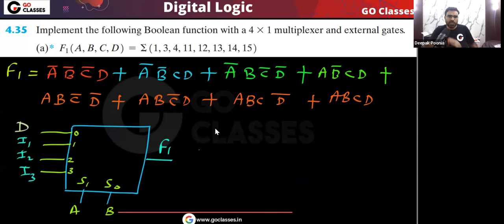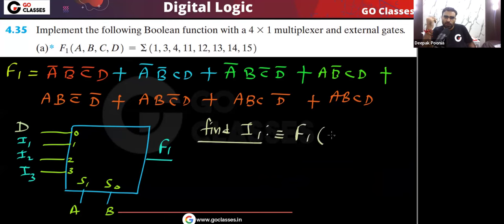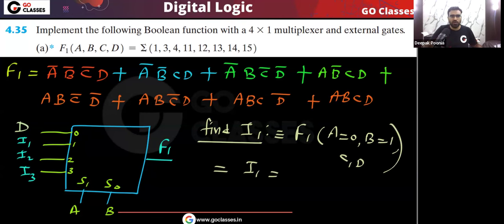Now let's find I1. If I want to find I1, I will put in this function A equal to 0, B equal to 1, with C, D as they are. That's it. Remember, that will be the same as I1. When I put A equal to 0, B equal to 1 in this function, I will get I1.